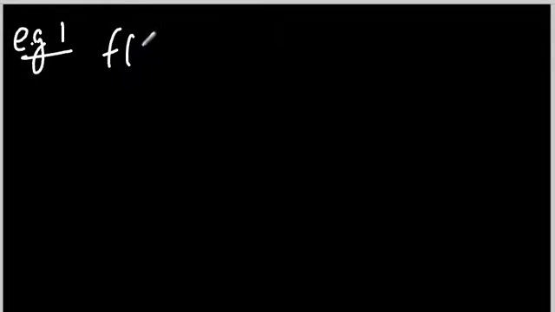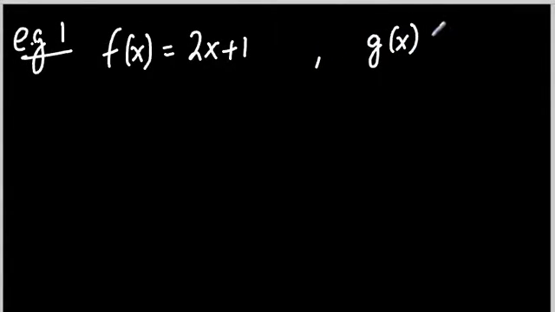Let's start with our first example of composition of functions. So here's example 1. Let's say f of x is equal to 2x plus 1. And then I say g of x, this is a totally different function, it's equal to 3 minus 4x. I'm just defining these two functions, f and g, over here.